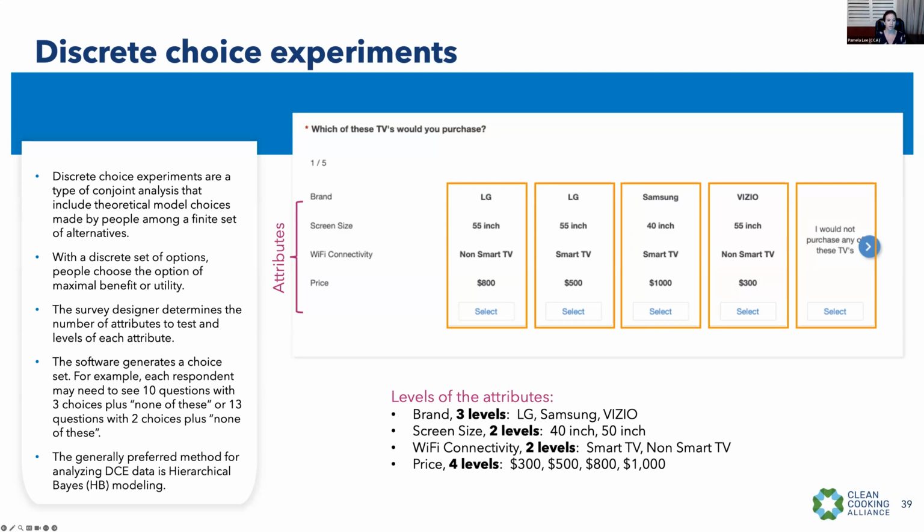A survey designer will determine the number of attributes that they're going to test and the different levels of those attributes. You can see those levels listed at the bottom of the slide here. Often there is survey software that allows you to do discrete choice experiments, and often it will tell you, based on what sample size you're expecting to get, how many questions each respondent needs to see in order for you to get good results out of it. So hopefully you have that kind of software. If you don't, it's possible to do the hand calculation, but it's a difficult calculation.